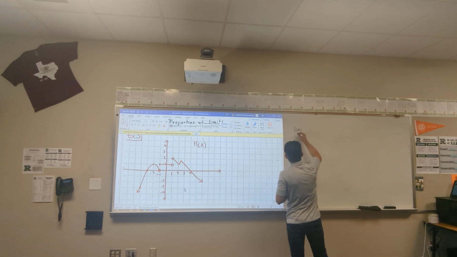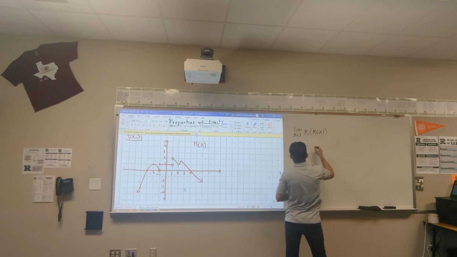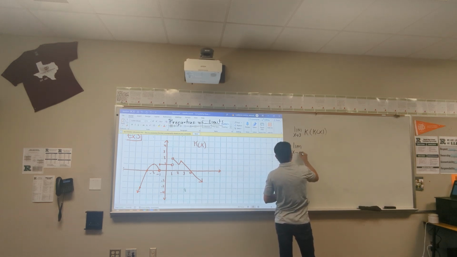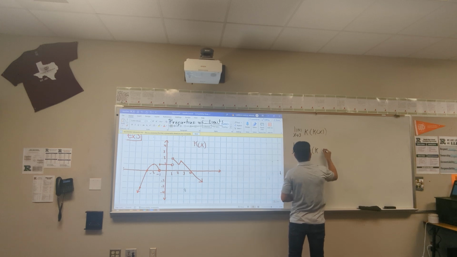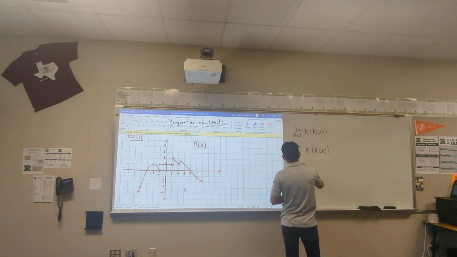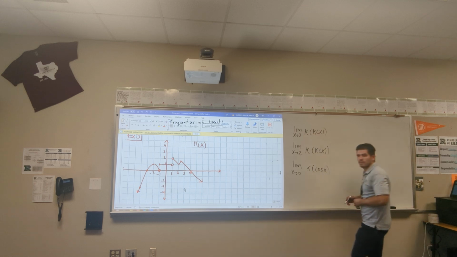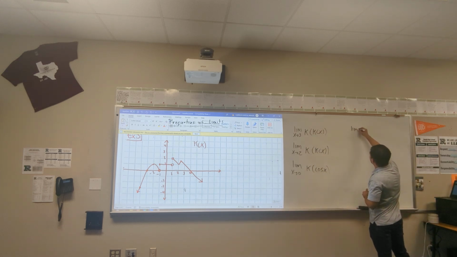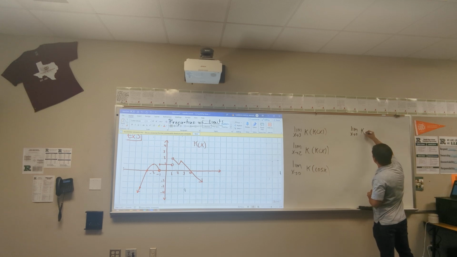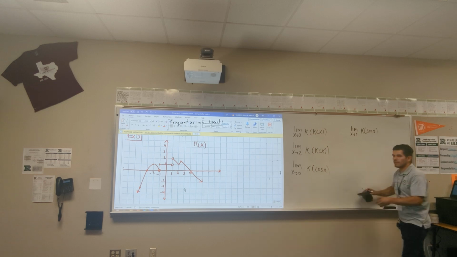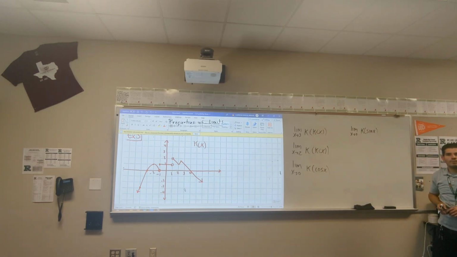What is the limit as x approaches 3 of k of x? What is the limit as x approaches 2 of k of x? And to have fun, why not? What is the limit as x approaches 0 of k of cosine of x. And let me add one more for you guys. K of sine of x. Cool? I promise you I've taught you everything you need in order to try this.